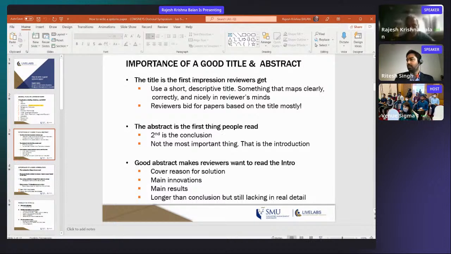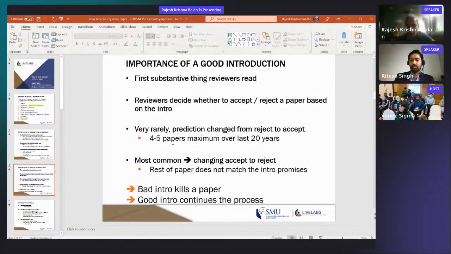So a good abstract makes reviewers want to read the intro, but that's all it does. Because the intro, as Swarun cynically said, is the first significant part of the paper that reviewers read. And reviewers are humans. They have a lot of papers to review. So they may or may not read your intro that carefully, which means you also have to make it easy for them to understand what your paper is about. I can tell you this from my own experience: reviewers usually decide whether to accept or reject a paper based on the intro. The rest of the paper only reinforces the decision.